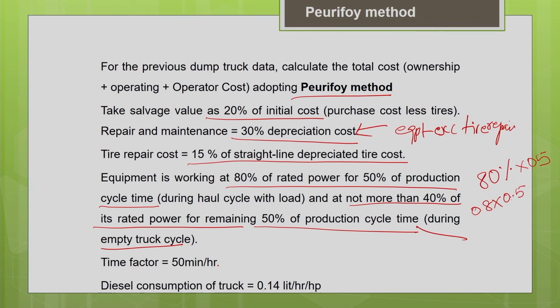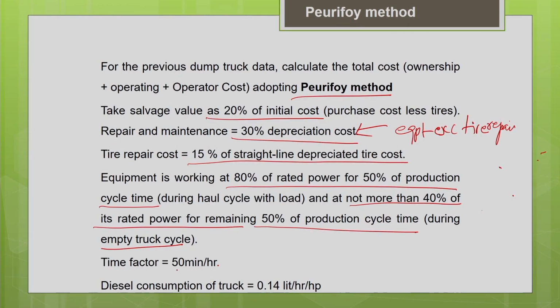Similarly, during the return empty cycle, which is 50% of the production cycle time, it is working at a power of not more than 40%, that is 0.4. So with this we can calculate our load factor. And the time factor is also given. Time factor is nothing but the working efficiency of the machine, how long the machine is working, say 50 minutes in an hour. That is the time factor.